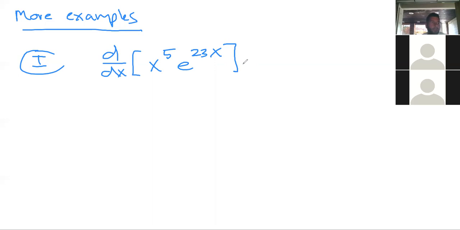What I notice is that I have two pieces to this function. I have a power function, x to the 5th, and an exponential function. That tells me that I have a product, and so I should differentiate this according to the product rule. I will do that very slowly.